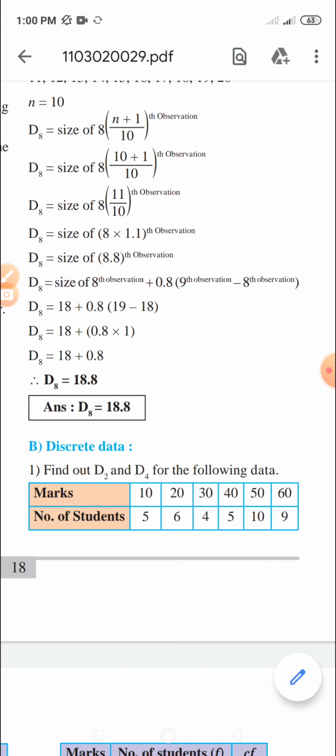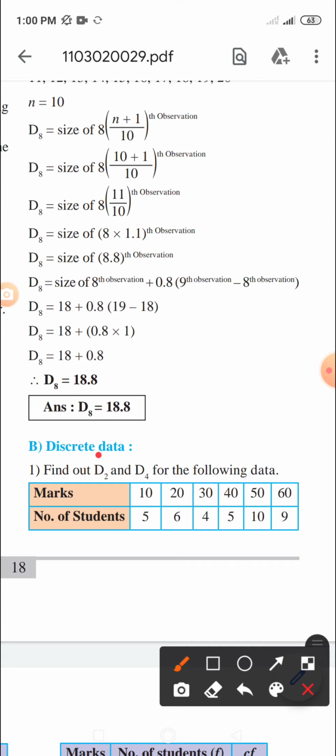An example is given here. Find out D2 and D4 for the following data. Discrete series. What is meant by discrete series? When two types of information are given, that is, the number of items and its frequency, it is known as a discrete series. So in this example, two types of information are given, that is marks and number of students.